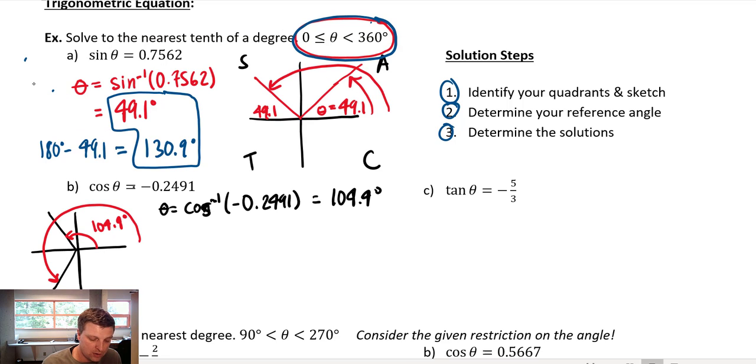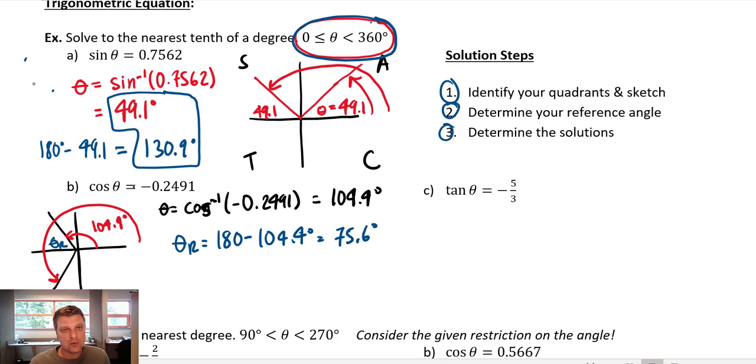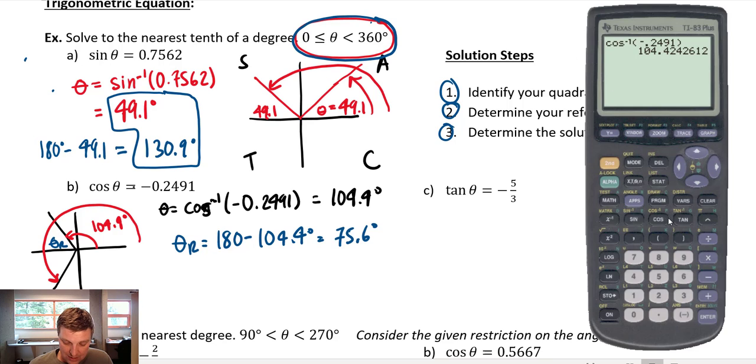So if this is 104 degrees, then this angle right here, my reference angle, is going to be 180 minus 104.4 degrees, which will be 75.6. Now here's where we have to be careful. The answer is not 75.6. And the reason is, let's just jump on the calculator again real quick. If I take the cosine of 75.6, I'm going to get an answer that's very close to what I started with, but it's not negative.